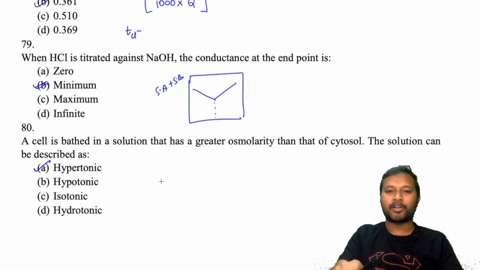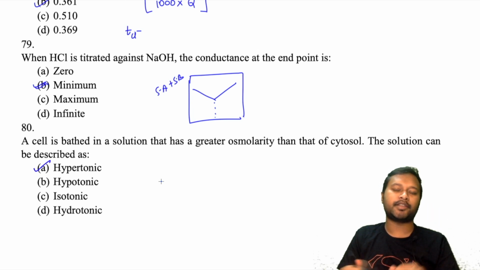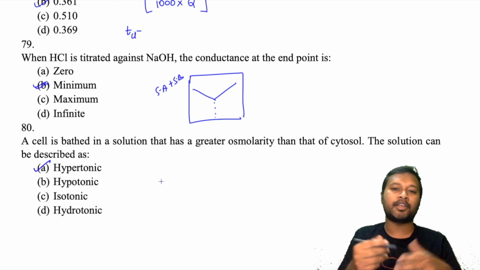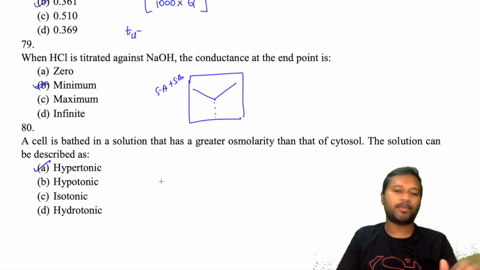Alright, so these were all 40 questions from the physical chemistry part of your combined Geo-Scientist exam. I hope the solutions are much clearer to you. If there is any question which you didn't understand, or any question where you think the answer would be something different, the comment section is open to you guys. You can comment that down anytime, right?